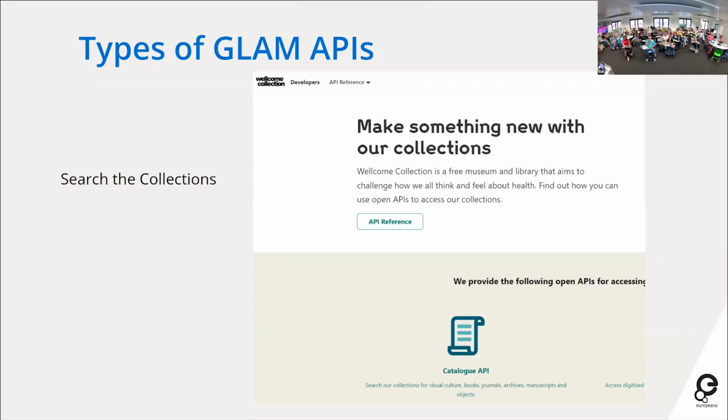The next step would be allowing people to search your collections using an API in the same way as you would search it online. So we saw this example with the Europeana search API yesterday.